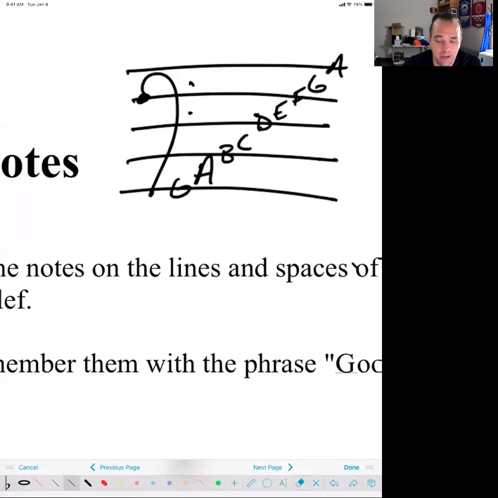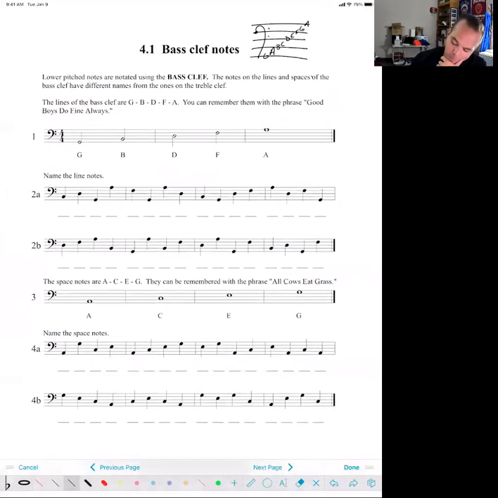Like if you just can find where A is, it's just A, B, C, D, E, F, G. Every line and space, you just keep going. You just have to count every single one. So that's how that works.